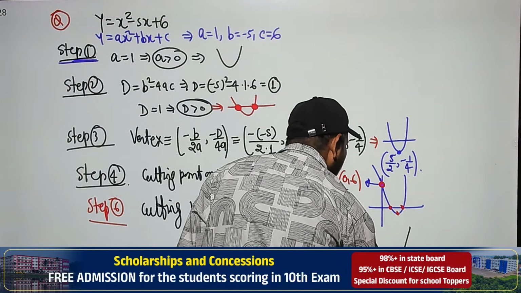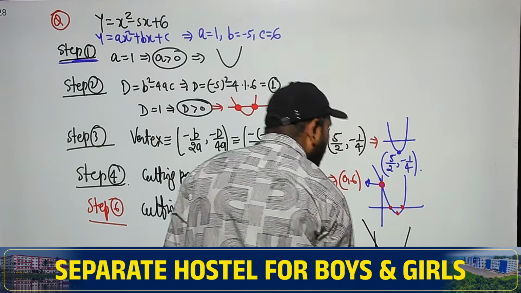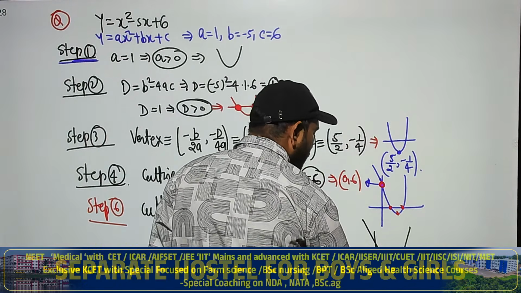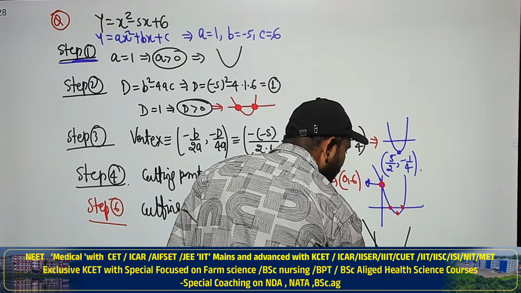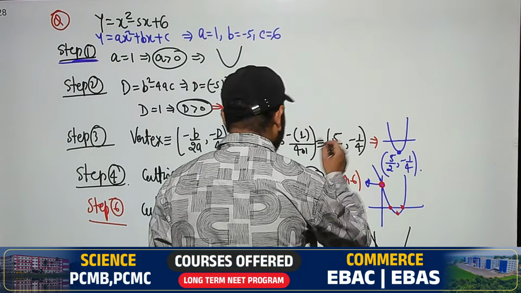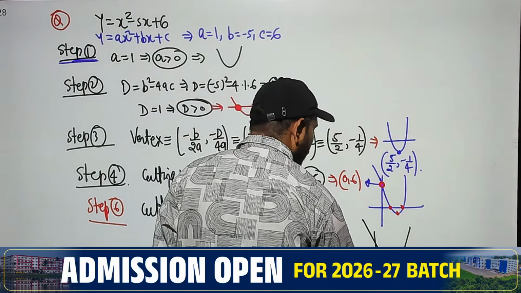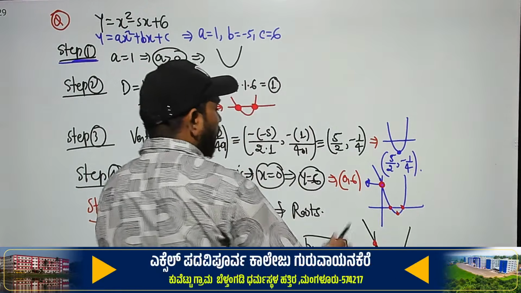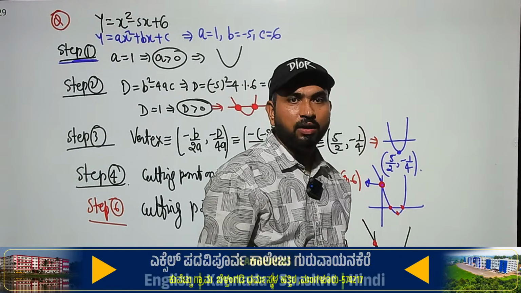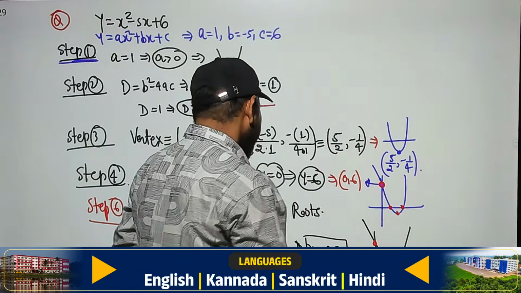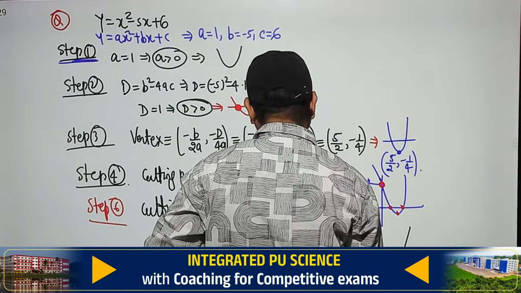Sir, this is the graph, and now I know this point is one root, this point is the other root. So this is 2 and this is 3. So 2 is the lesser side, and the higher side is 3. This point you know, this point you know, everything you know. So now I am drawing the final graph. The final graph is looking like this.